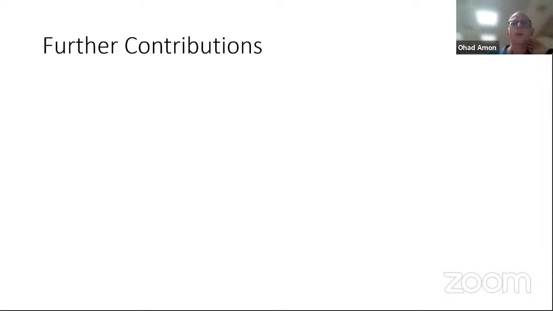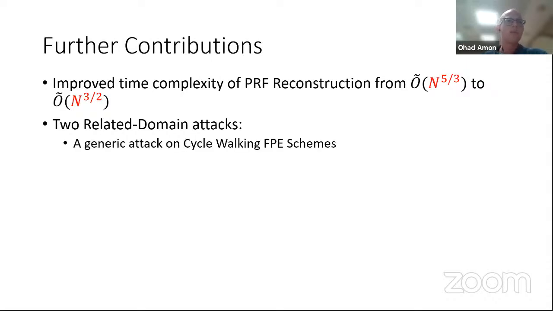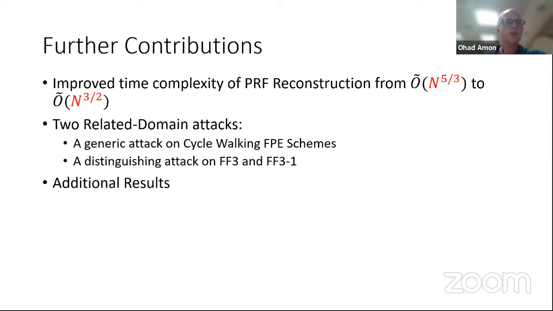Further contributions that we give in our paper beyond these 3 slide attacks are, first, we also improve the time complexity of PRF reconstruction itself, where Huang et al. gave us n to the power of 5/3, and we improved that to n to the power of 3/2. And also we introduced 2 related domain attacks, which are attacks that require querying over separate domains. The first is a generic attack on cycle walking FPE schemes, and the second is a distinguishing attack on FF3 and FF3-1. And we also have some additional minor results that I don't really have time to go over now.